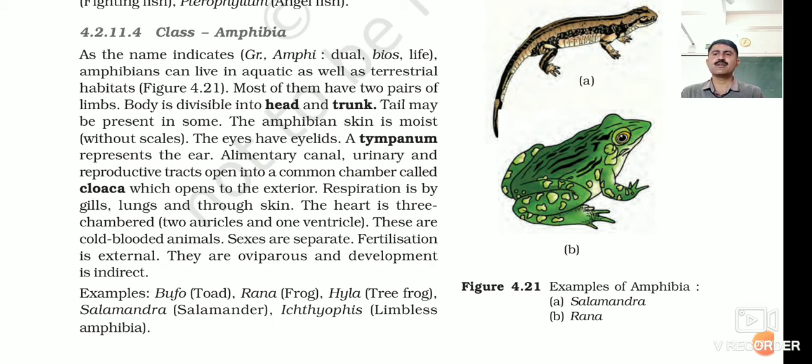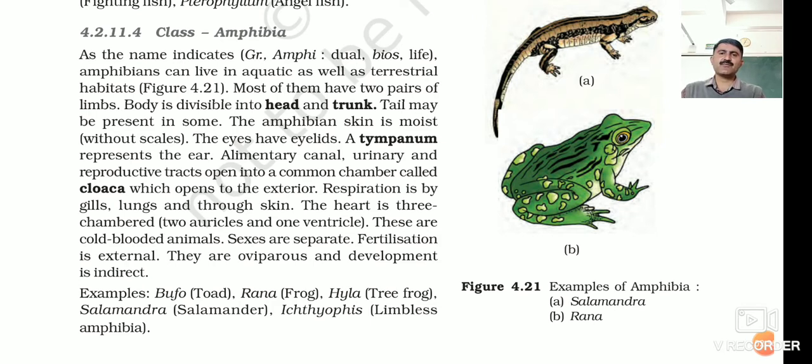Their body is divided into head and trunk only. The neck is not well distinct. There may be a tail. The tail may be well distinct, or may be rudimentary, or may even be absent.